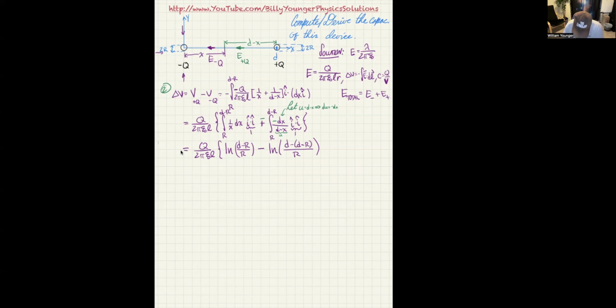So in this case, that does look right. Let's see. I am integrating from r, right? And I'm integrating up to d minus r. That's right.